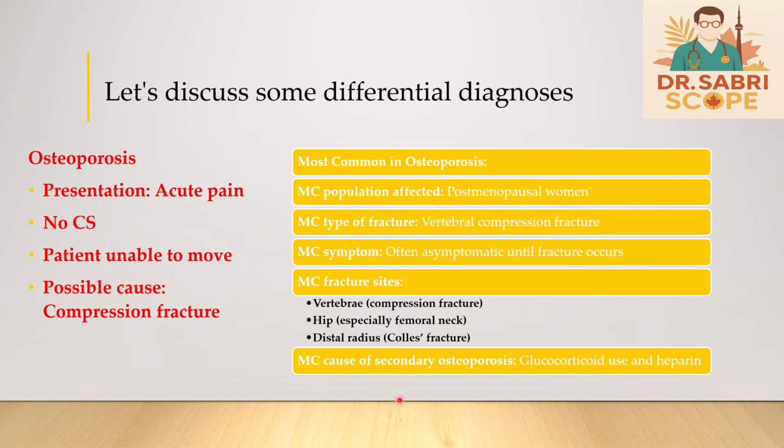Also, there are a lot of causes of secondary osteoporosis that can lead to fracture, like glucocorticoids and heparin. So it's a good idea, always, during your history taking in the past medical history, to ask about any medical condition the patient has been diagnosed with, or if they take any medication, which can help you diagnose a secondary condition like secondary osteoporosis.